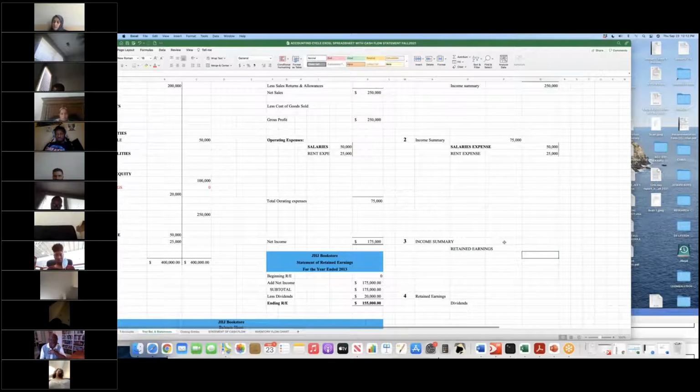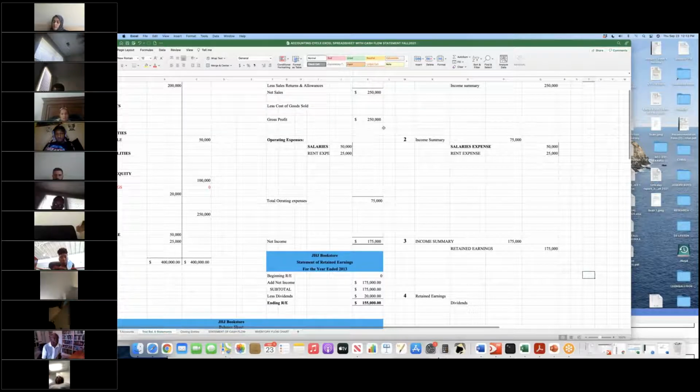So we debit income summary and we credit retained earnings. These entries, A students, if it were a loss, we would reverse it. We'd be debiting retained earnings and crediting income summary if this was a loss. But because we have income, we're debiting income summary and crediting retained earnings.